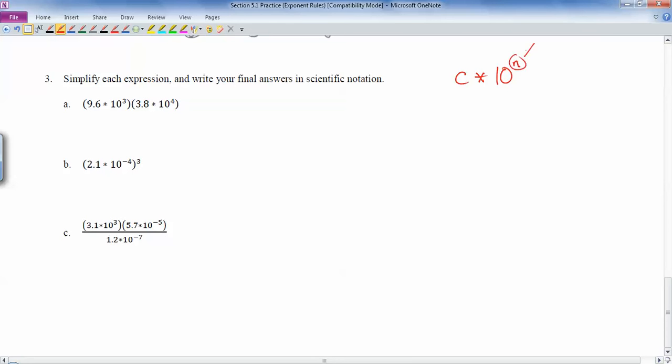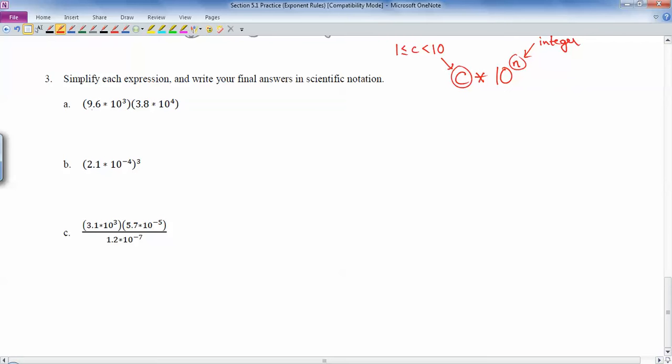This exponent has to be an integer, like -3, -2, -1, 0, 1, 2, 3. C needs to be some number that's between 1 and 10, but it's got to be less than 10. If it's bigger than 10, you actually move the decimal over.